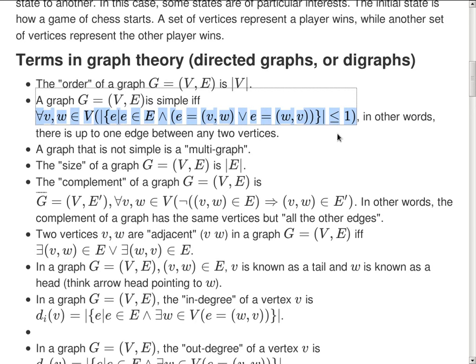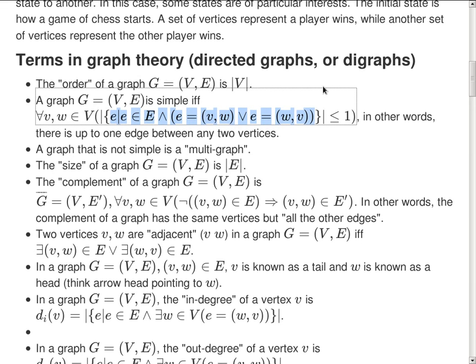So we are saying for all v and for all w, lowercase, in V, which are the vertices, which basically means for all possible pairs of vertices v and w, we're looking at the cardinality of a set. So let's see what this set is. This set is based on edges. These are the elements inside that particular set. So this is basically a set of edges.